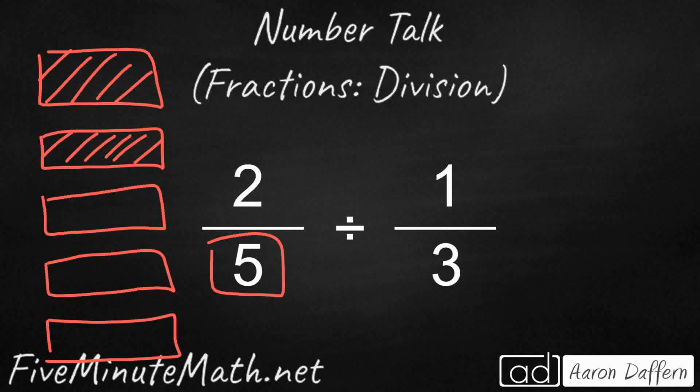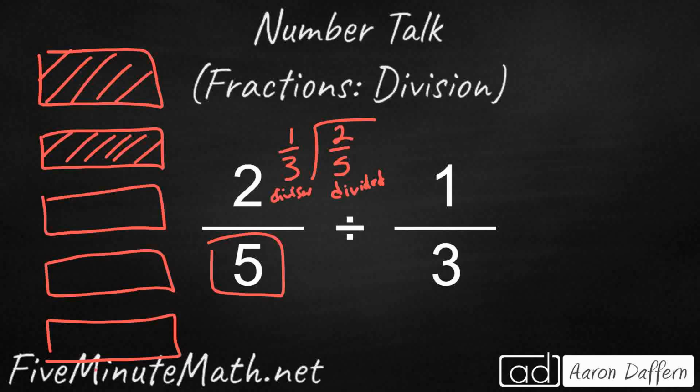But I want to divide that by 1/3. So 2/5 is my dividend. Sometimes it's easier for us to visualize, okay, so this is my dividend and this is my divisor. So I need to divide that 1/3 into the 2/5. How do I divide the 2/5 into thirds?